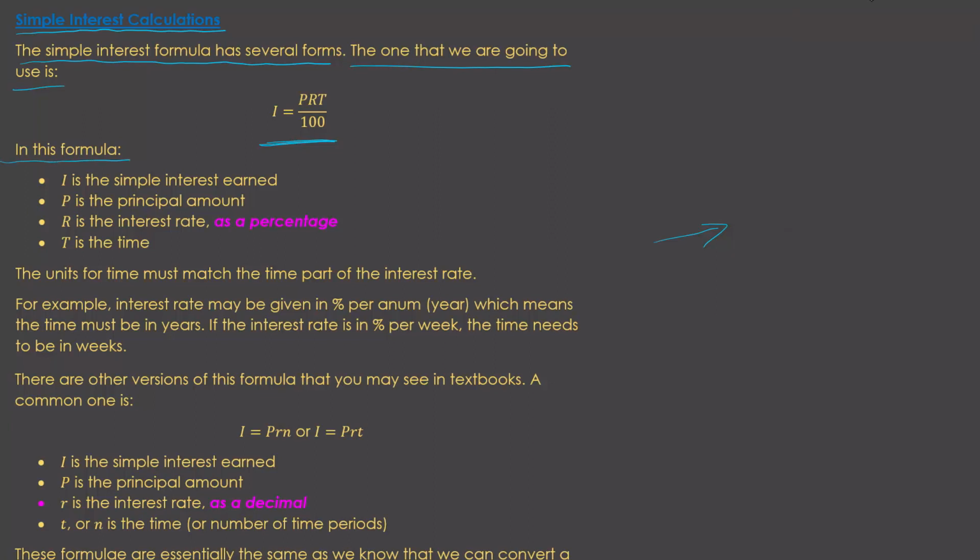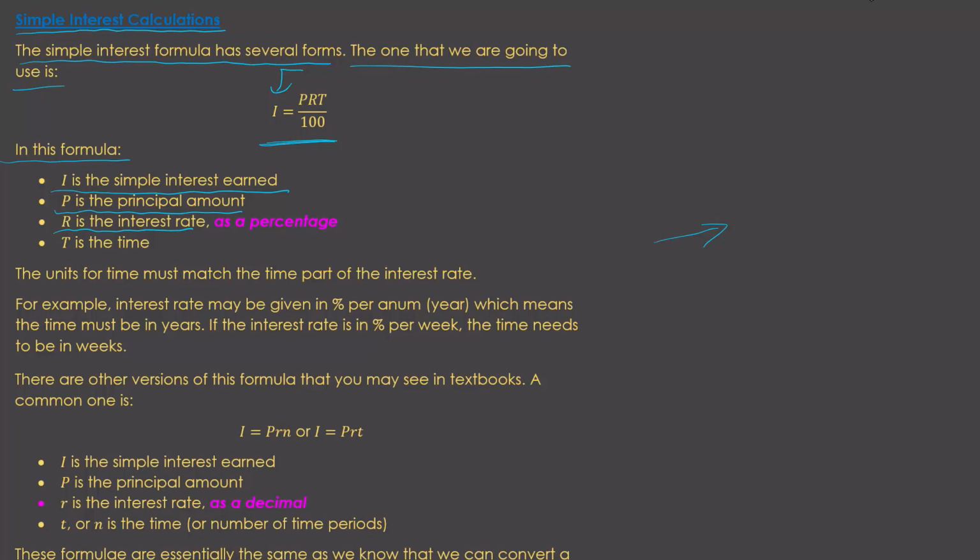In this formula, I is the simple interest earned. So that's the amount of interest that the bank pays you or that you need to pay the bank for your loan. P is the principal amount. That's the amount you put into the bank or the amount you borrow.